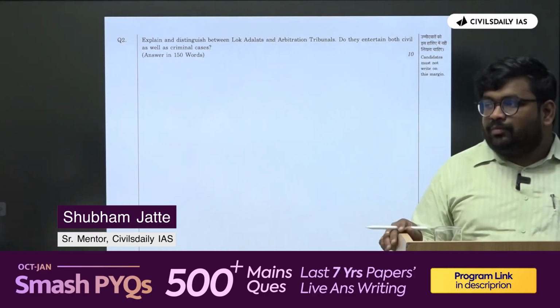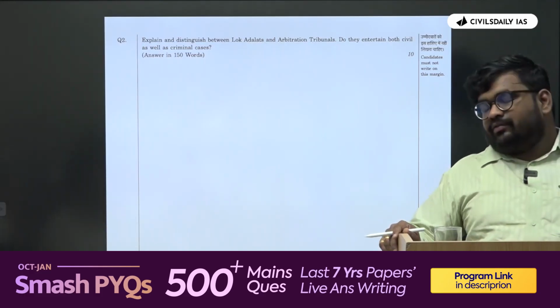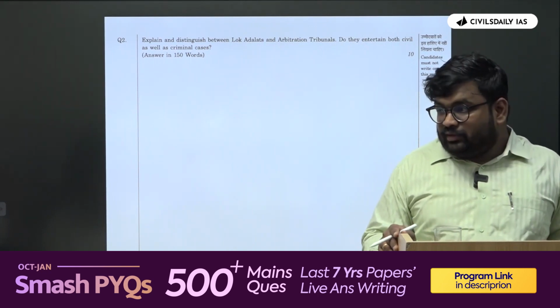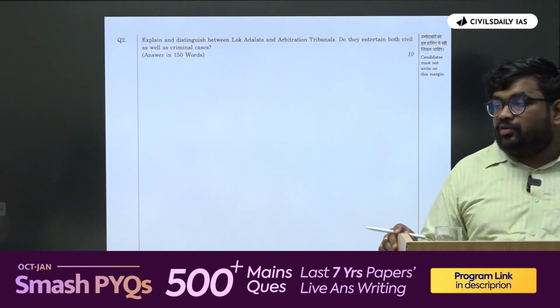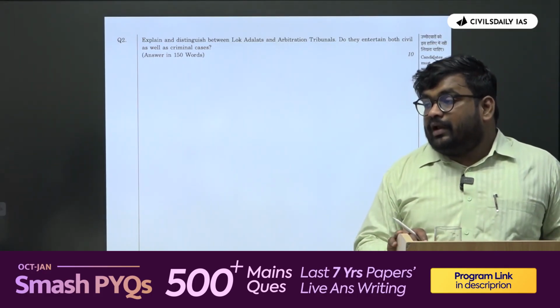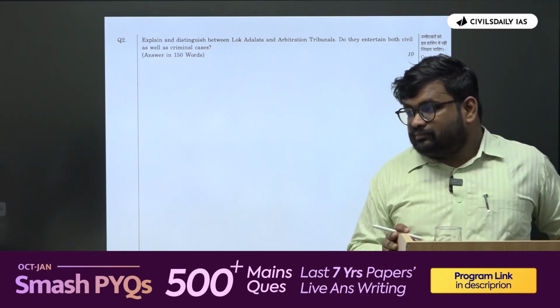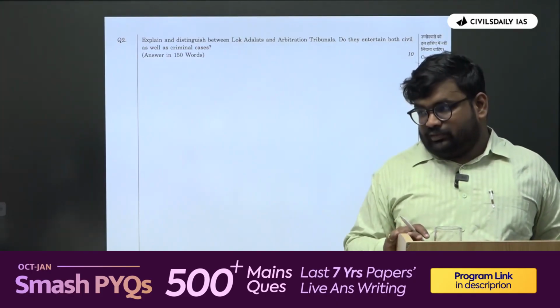What is the theme of the question? Alternative dispute redressal. There is one way of doing it by giving the definition, but you define it in the introduction itself. What point are you going to write while distinguishing between these two? While highlighting the difference between these two, do you have that many points? So automatically the first point has to be the definition, right?